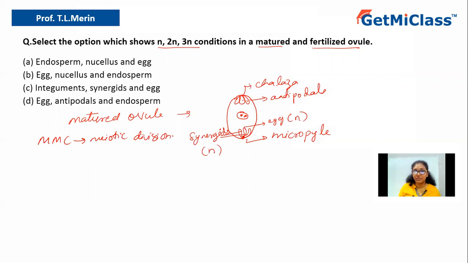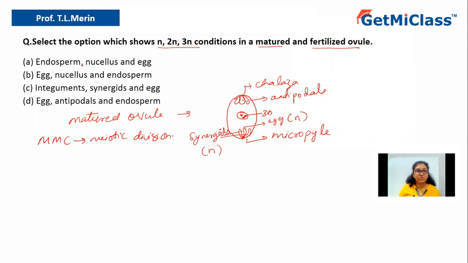But after fertilization, you can get the endosperm as the triploid one, 3N. Now see, the fusion of the male gamete with the diploid central cell is also considered fertilization, as well as the male gamete fusing with the egg, that is also called fertilization. So in a matured fertilized ovule, where can you see N, 2N and 3N? Okay, so let us see.